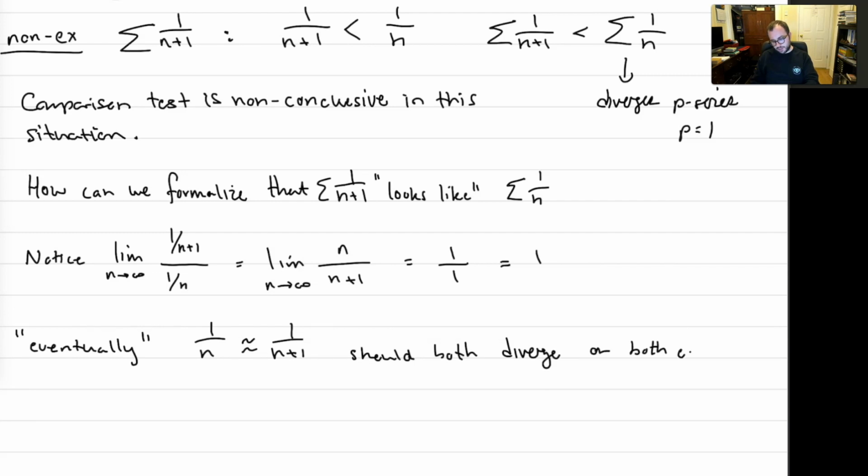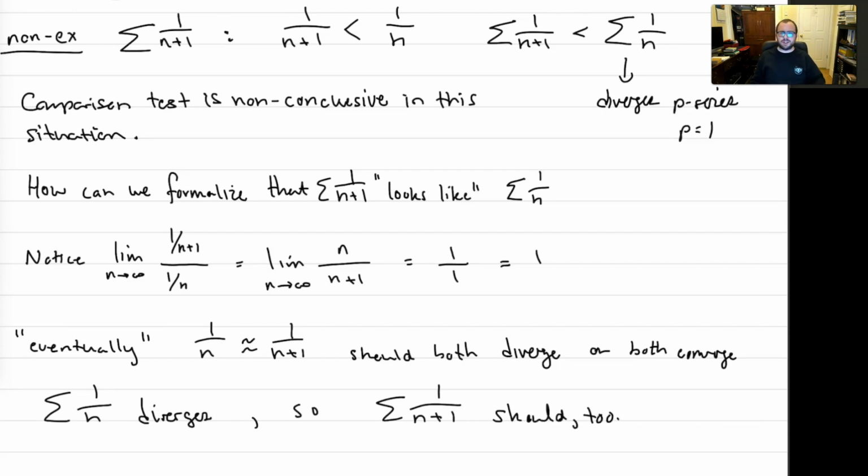or both converge. Now I know that this series 1 over n diverges, so this series 1 over n plus 1 should too. And intuitively you knew this. You looked at the series 1 over n plus 1 and you immediately knew. That looks a lot like 1 over n. It's just off by a little bit. It should also diverge. And this limit here is formalizing that, saying, yes, eventually these two are the same series. And because one of them diverges, the other one has to, because they're basically the same.